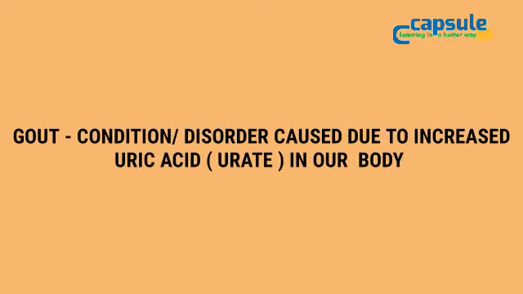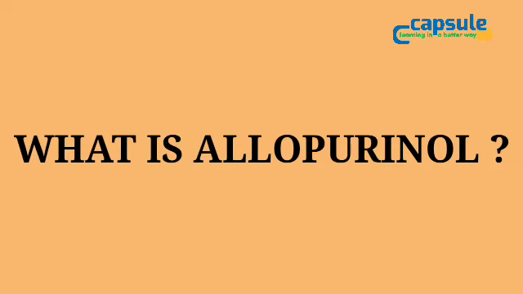And coming to today's drug allopurinol, before going to that, let us learn about gout. Friends, gout is a disorder which is caused due to increased uric acid in our body. And let us see the drugs used for the treatment of gout, and one of the drugs is allopurinol.